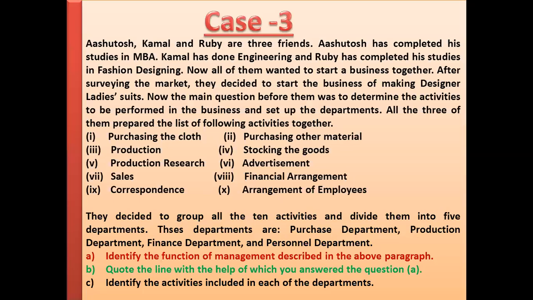The next question is to quote the line with the help of which you answered question A. Quoting a line means you have to identify a line in this paragraph which tells you that this function is being discussed in question A. And next is identifying the activities included in each of the departments. Somewhere we are talking about departments, so we are getting hints that departments are being created at the organizing level.